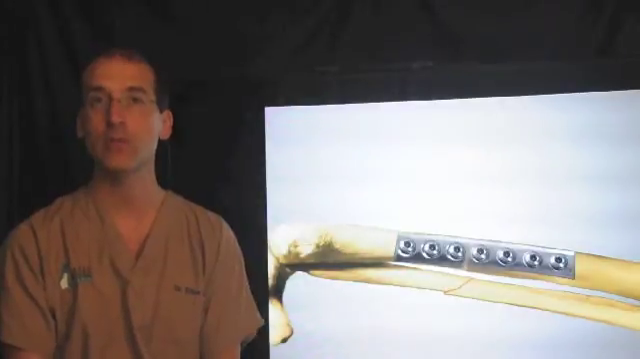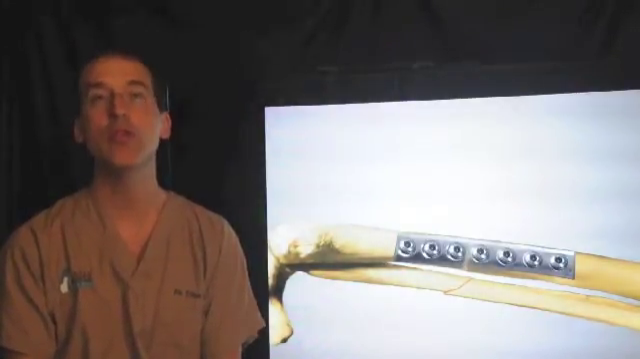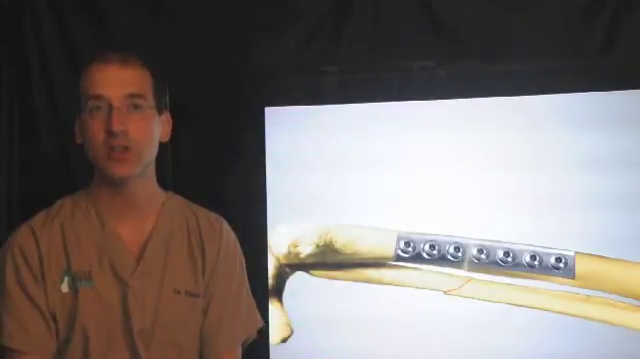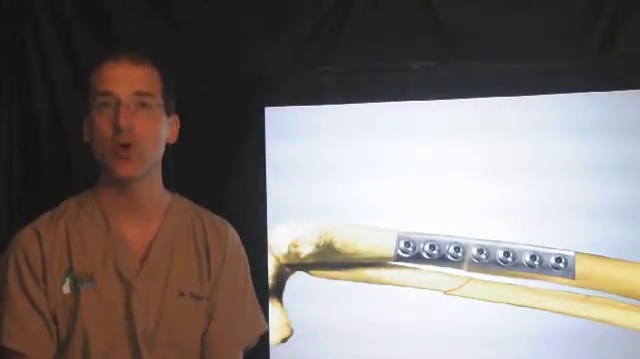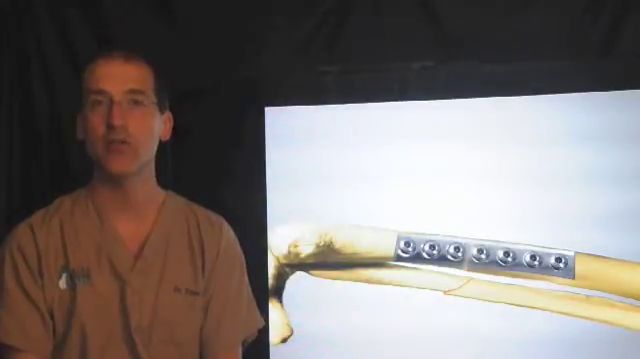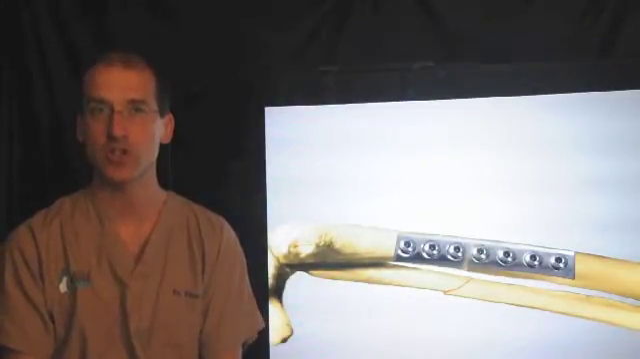Bone is very predictable in how fast it heals. We require typically a two-month period of activity restriction, and even then we gradually go back to activity over another month, so three months of some degree of restriction.